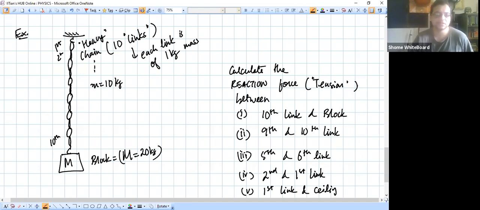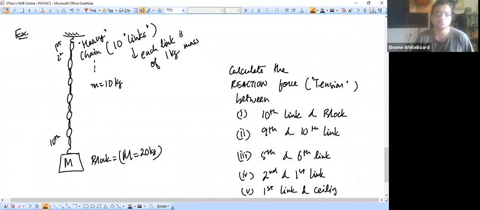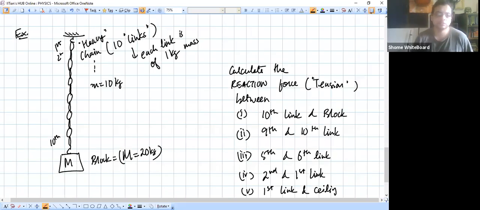Okay, so let's understand this. Hope you are clear about what the question is talking about. Now how do we calculate each of these forces? We will calculate it by free body diagram method. Everything in Newton's laws of motion is solved by free body diagram method.